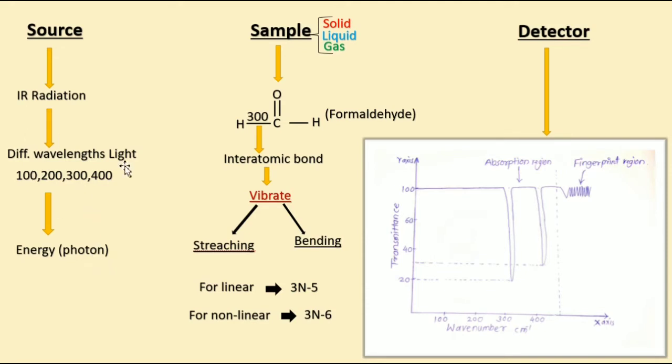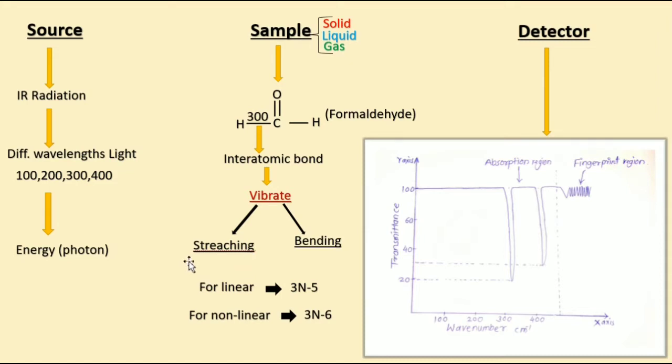When this IR radiation falls on a sample, let's say formaldehyde, the interatomic bonds in the molecule, that is, the bonds between the atoms, absorb the energy of the IR radiation. When these bonds absorb the energy, they start vibrating. These vibrations are of different types, stretching and bending. Before that, let's talk about one other important point.